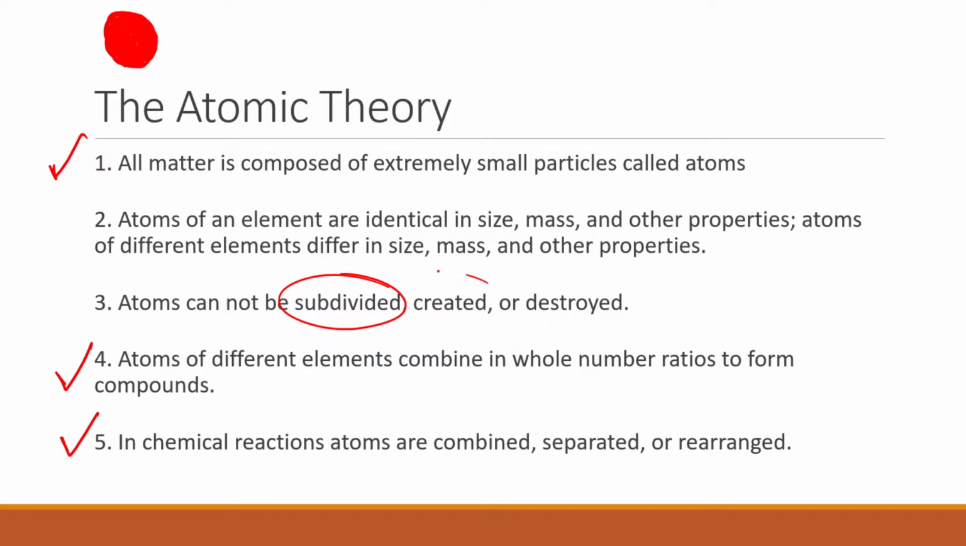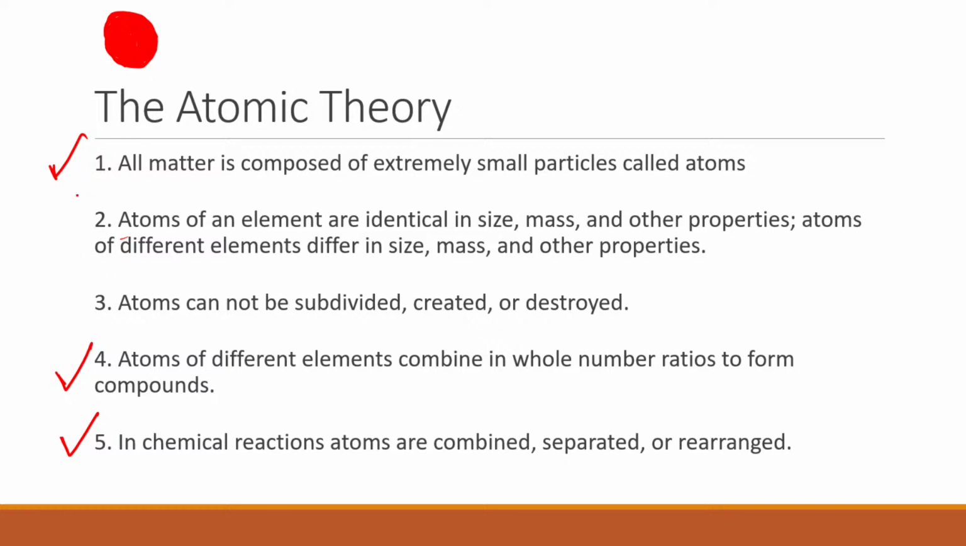We know that atoms can be created in the lab because we've done it before. We know that atoms can be destroyed with nuclear reactions. So we've done that before too. So we know that this third point isn't true. But in the late 1800s, nobody knew that. Nobody had discovered protons, neutrons, or electrons. Nobody had made atoms in a lab. Nobody had done a nuclear reaction then.